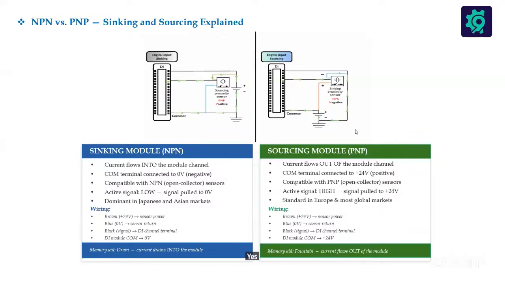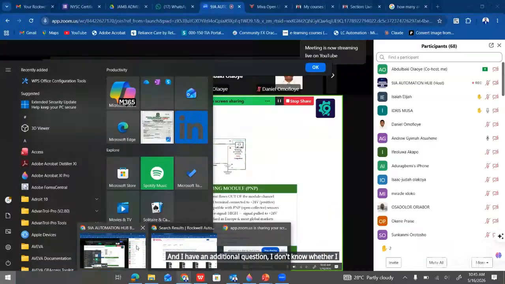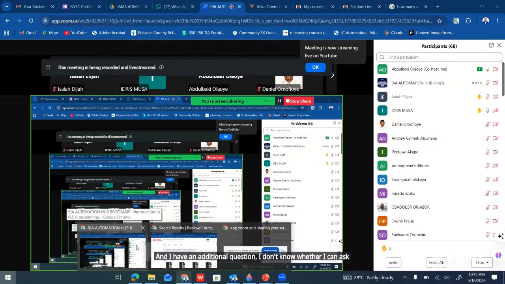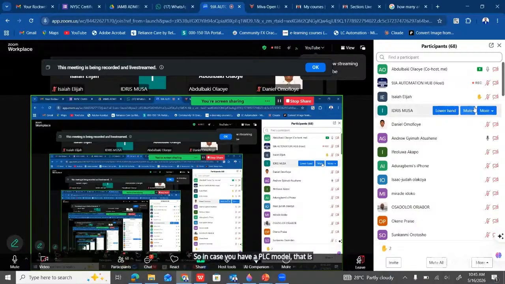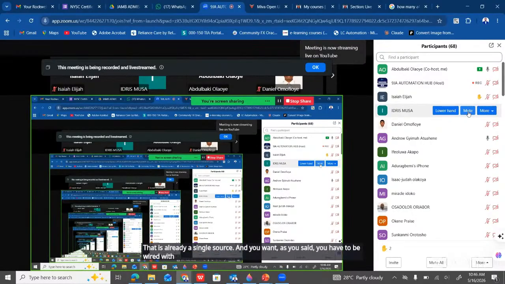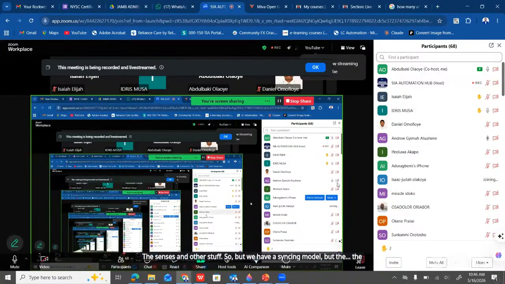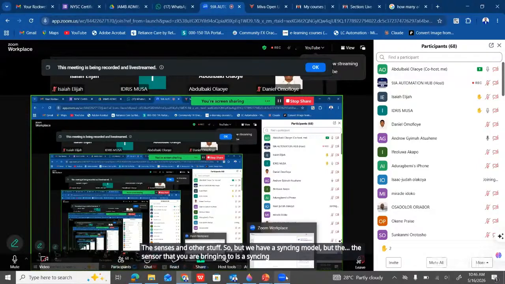Yes, sir. And I have an additional question. I don't know whether I can ask. Okay, go ahead. So in case you have a PLC model that is already a sinking model, and you want to wire it with the sensors and other stuff, but the sensor that you are bringing in is also a sinking model, in that case, how do you go about it?